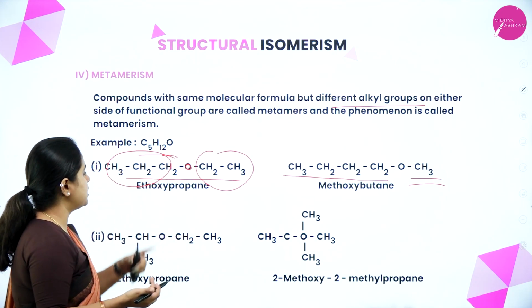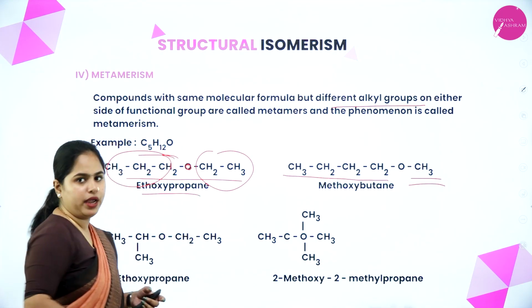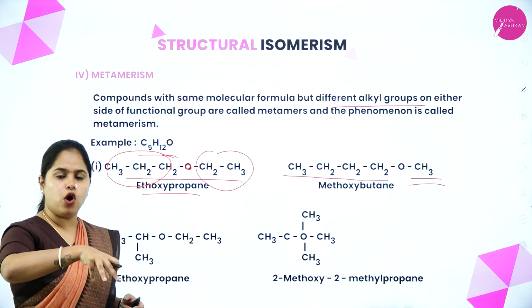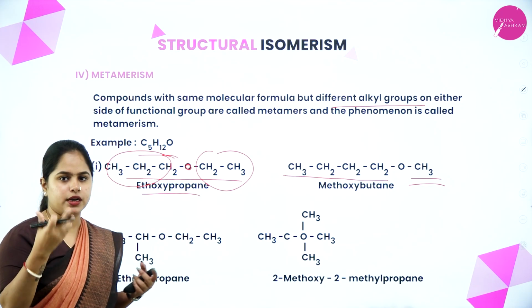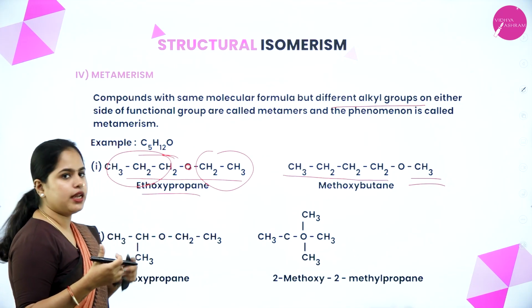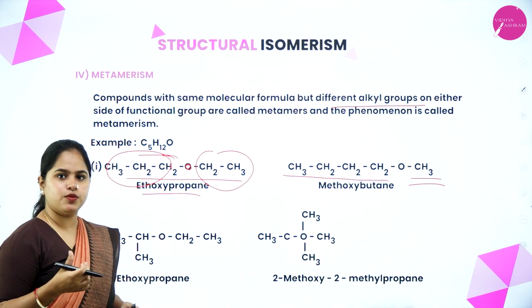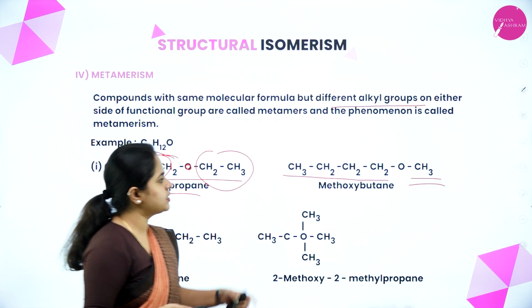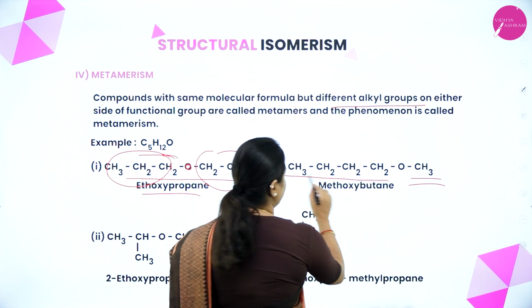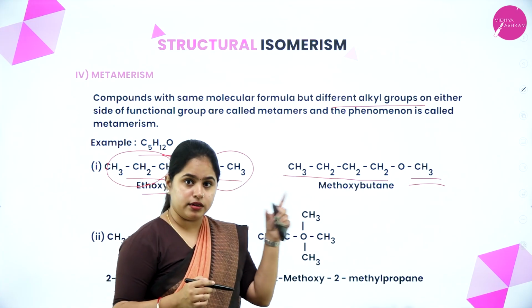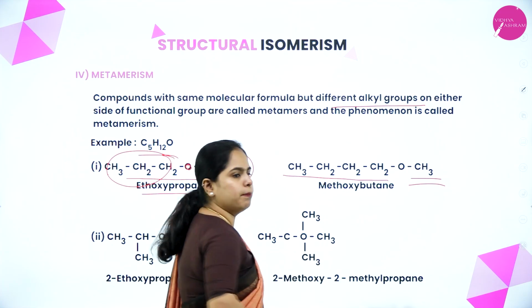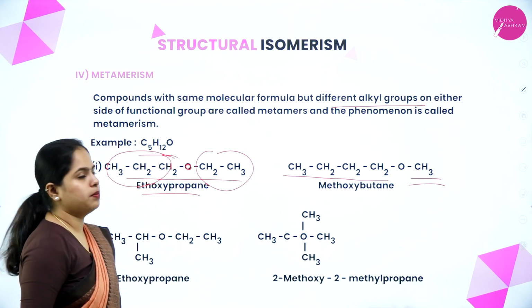So this is named as ethoxypropane. Whichever is the smaller alkyl group, that will be named as prefix, and the name will end with the higher alkyl group, that is ethoxypropane. In this case there is methyl group as well as butyl, right? So the prefix will be methoxy and the name will end with butane, methoxybutane. So these two are examples of ethers.